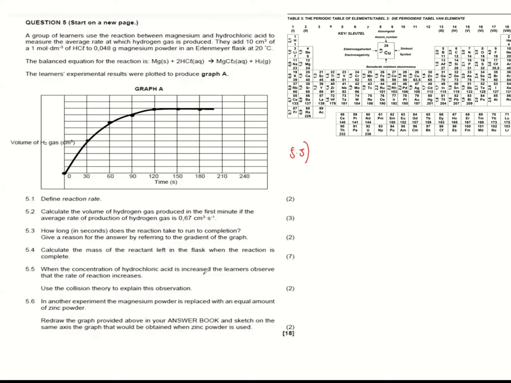The first thing here, we are dealing with what? Concentration. It's an increase in concentration. So your opening statement should be this: increasing the concentration increases the number of particles.